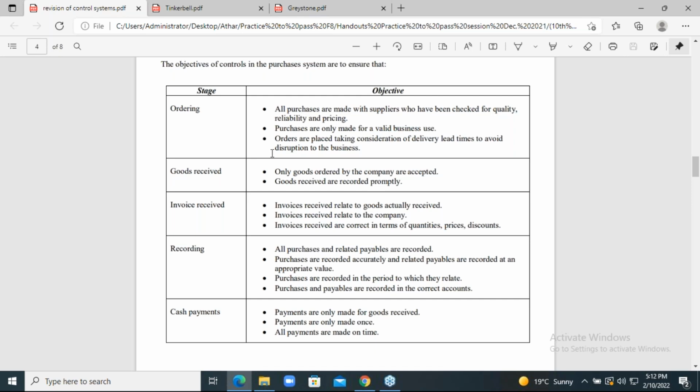You can see that all purchases are made with suppliers who have been checked for quality, reliability, and pricing. Purchases are made for valid business use, and orders are placed taking consideration of delivery lead times to avoid disruption to the business. So the important thing is that orders must be placed taking consideration of delivery lead times and valid business needs and business use. So this is an important thing.